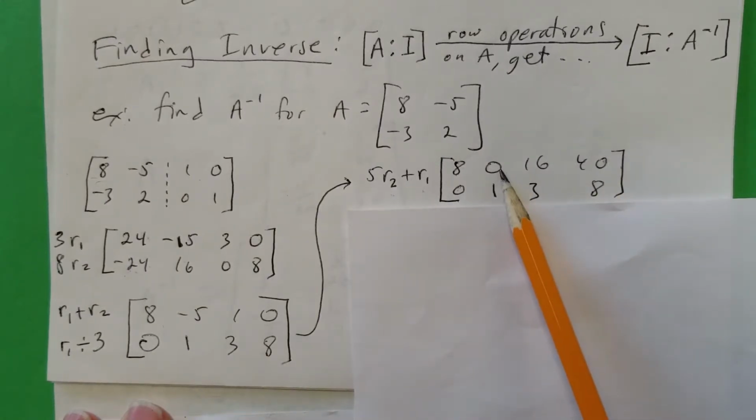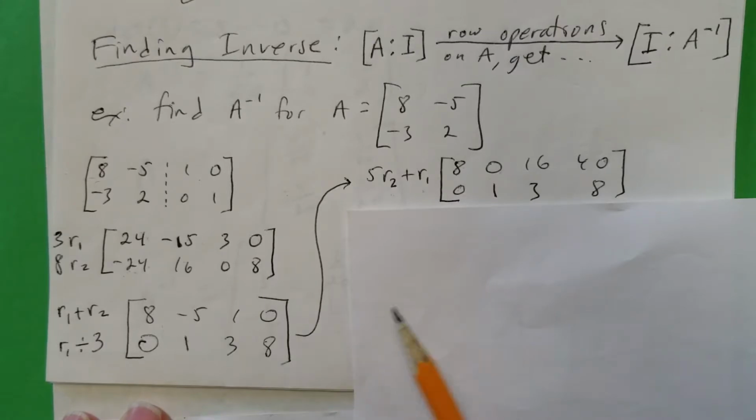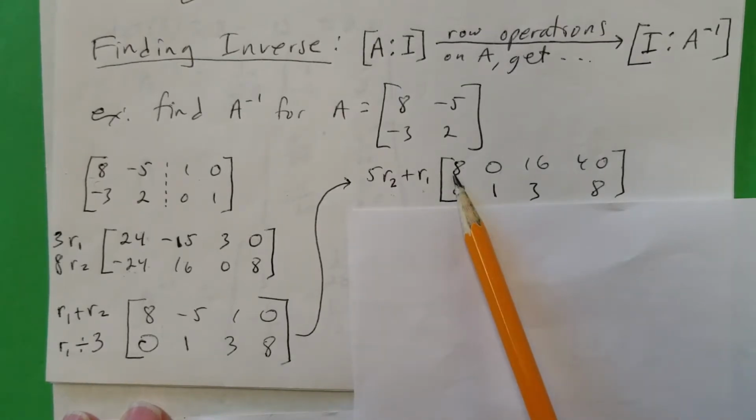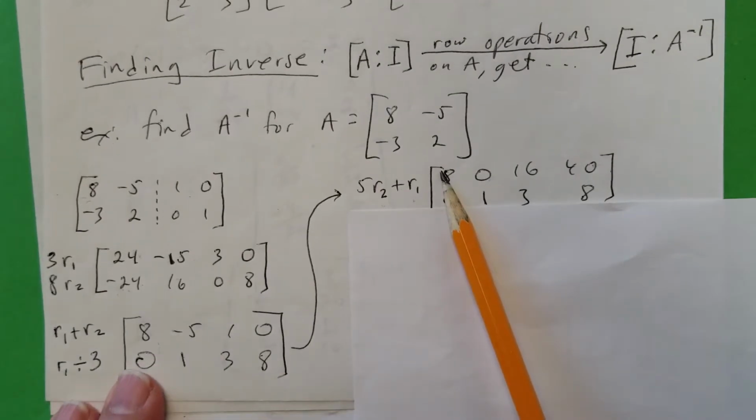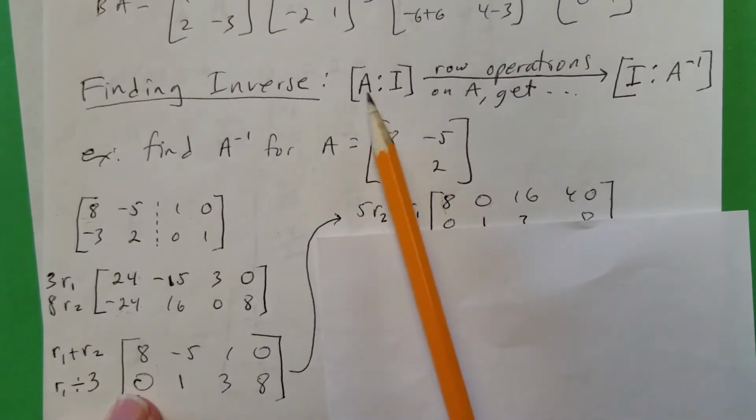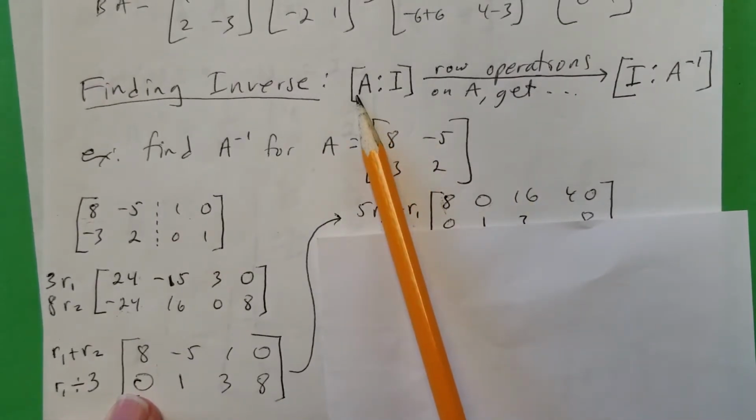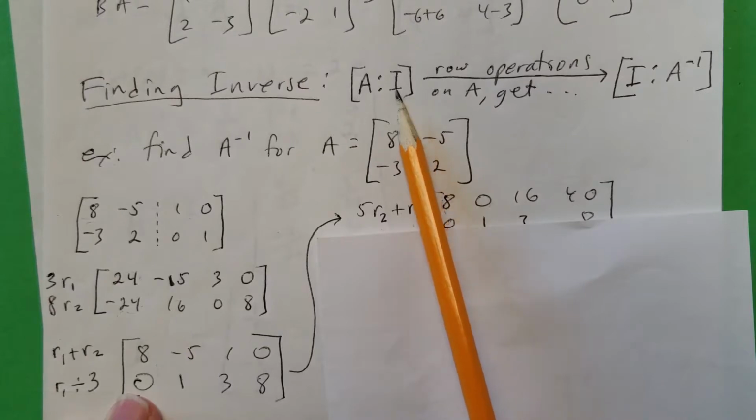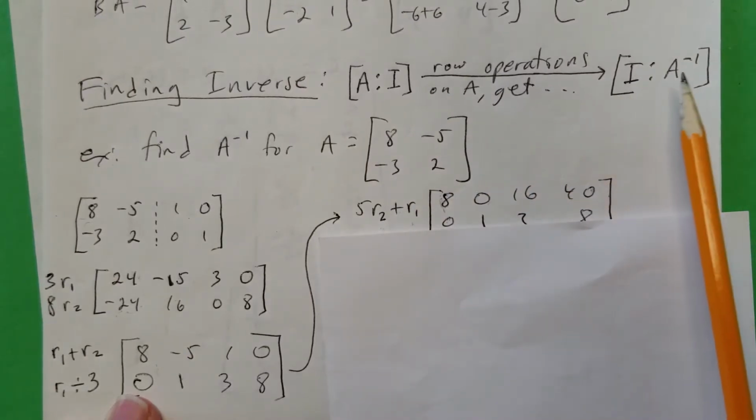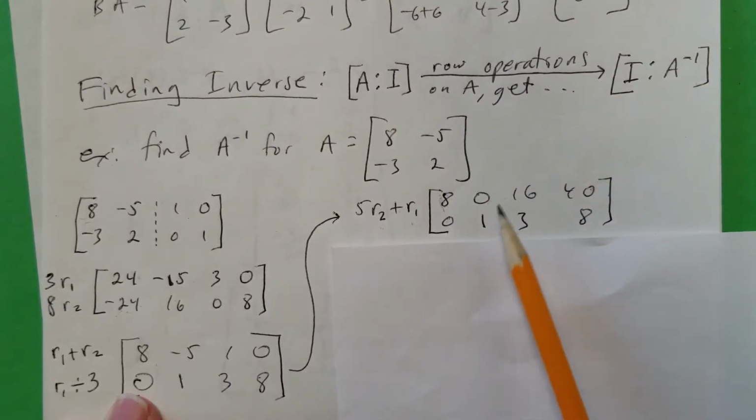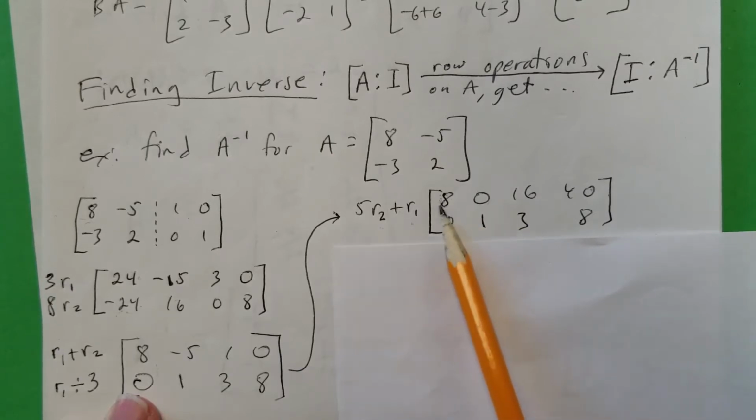So I got a 0 there. Almost there. Now I need a 1 here, right? Do you remember our goal? Our goal was to start with matrix A and I and end up with I on the left and some matrix on the right. We're almost there. We almost got I on the left. How do we make this a 1?